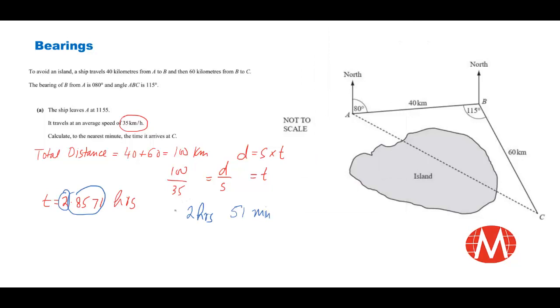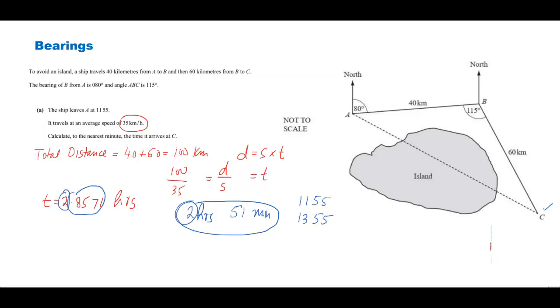So this is the journey time taken from A to C. So at what time will it reach C? The departure time is 11:55. Adding 2 hours, it will become 12:55 and 13:55, and then I will add this 51 minutes into this, so it will become 14:46.